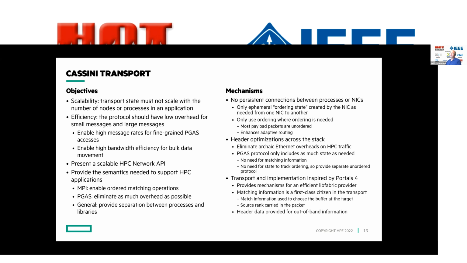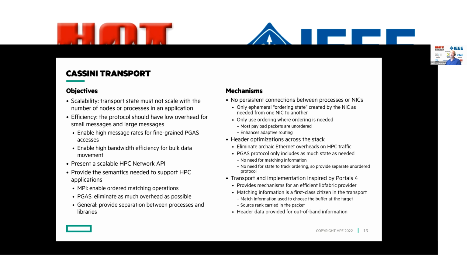So as part of implementing the NIC, we built a new transport. Our goals for that, we wanted to be scalable. We couldn't have a transport state that scaled with the number of nodes or the number of processes in an application. We wanted to do better from a scalability perspective because we didn't want a memory footprint either on the node or on the NIC that scaled linearly with processes or quadratically with processes, as is the case for a lot of historical networks.